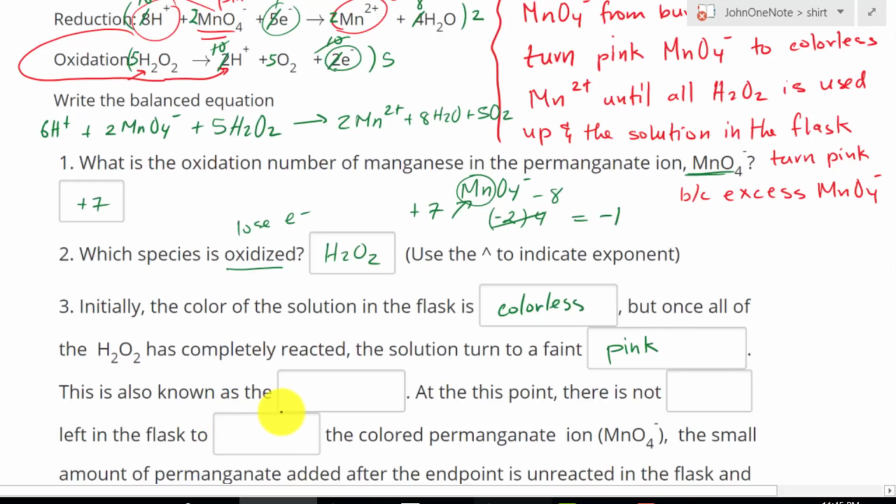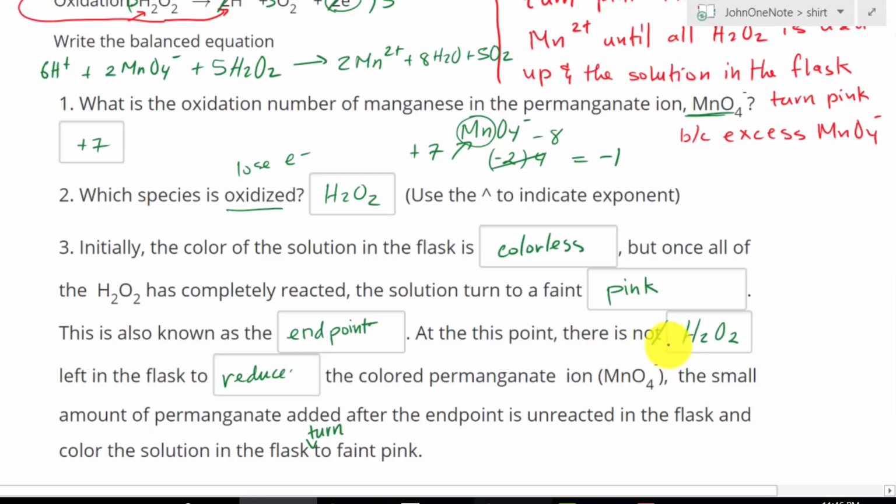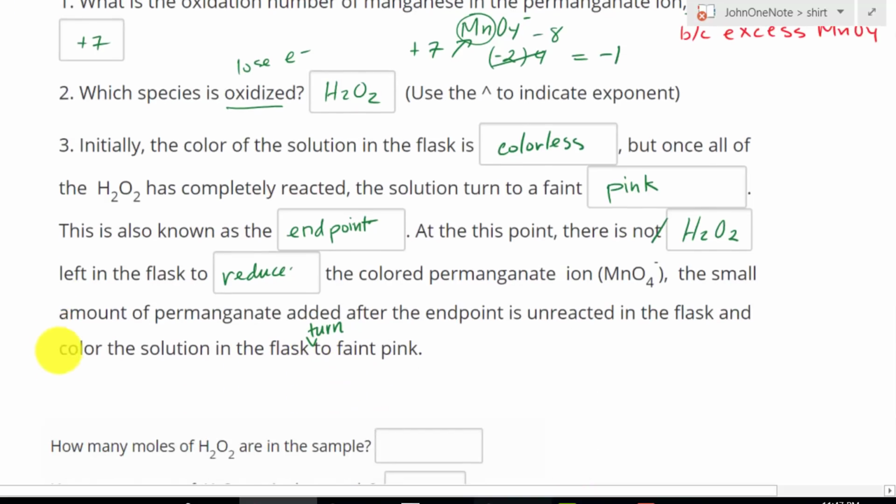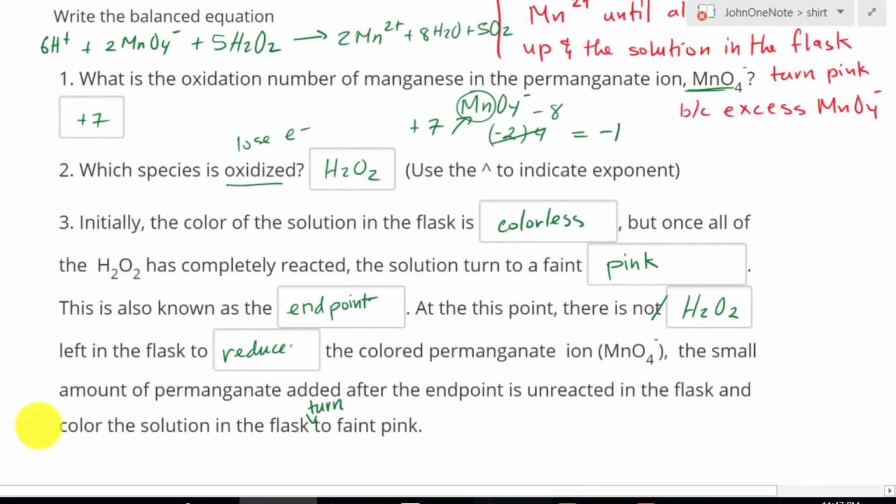This is also known as the end point of the titration, okay? At this point, there is no H2O2 left in the flask to react with the colored permanganate, which is MnO4-. So any small amount of permanganate added after the endpoint is unreacted, and it's going to cause the solution in the flask to turn faint pink. And that's the process of titration.